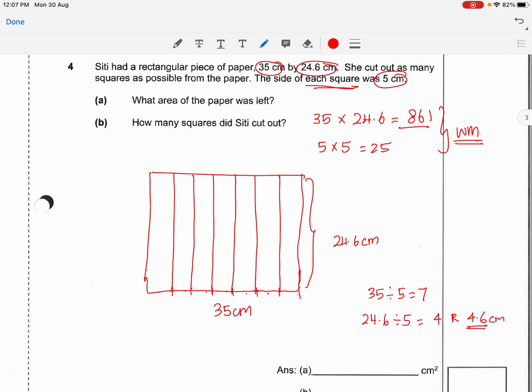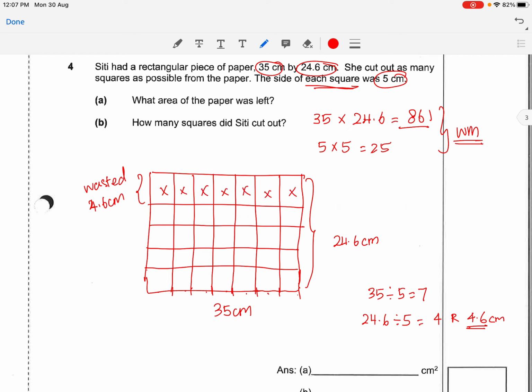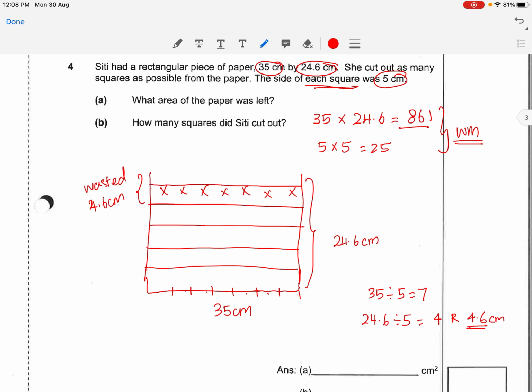So let me cut into 4. 1, 2, 3, 4. So this part here is actually wasted. This will be the 4.6 cm that is not being used. Okay, so if you want the diagram to be drawn carefully, you will have to do it more accurately. So I can just make it even shorter, so that for you to see that, you know, it cannot be cut.